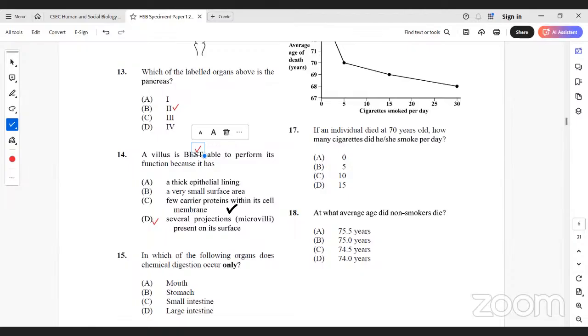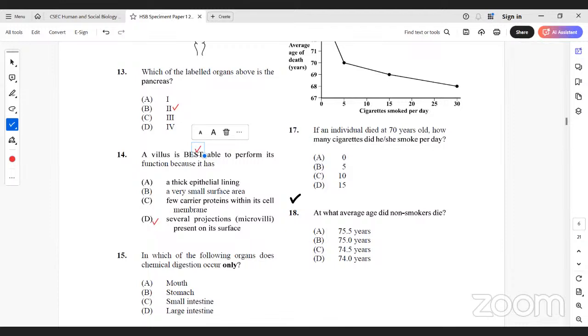A few carrier proteins, it does have a few carrier proteins, you know, but there is a better answer. Should I say a few or should I say more or plentiful? It does have quite a bit of carrier proteins. Let me say that. But the better answer is D. Yeah, the better answer is D.